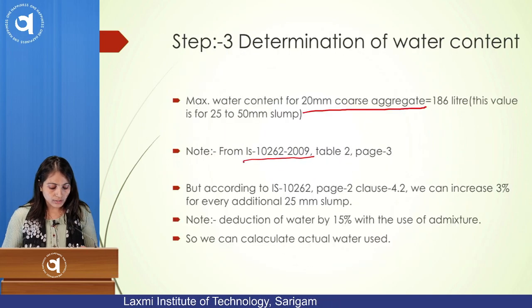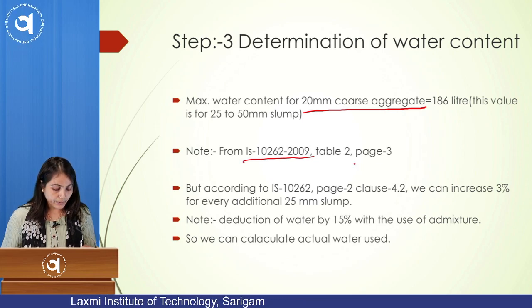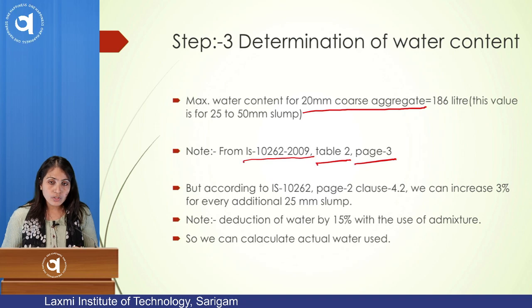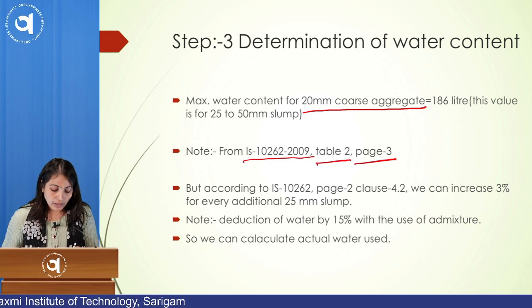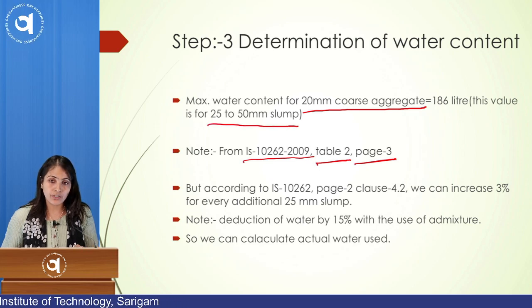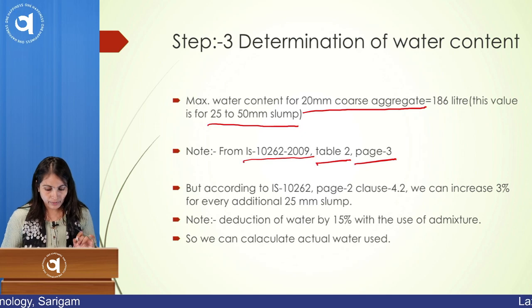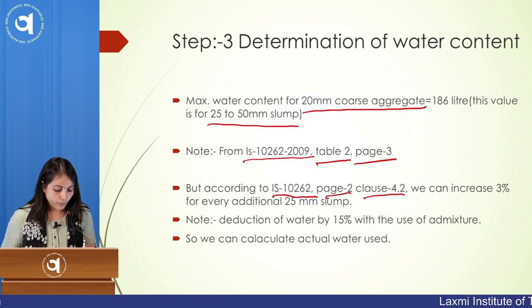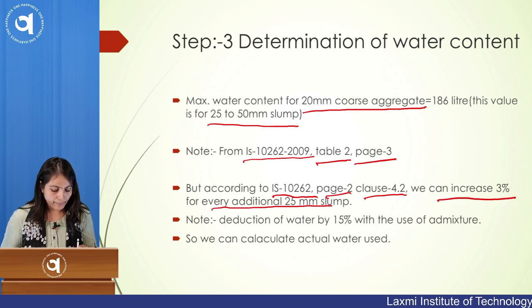According to IS 10262:2009, page 3, Table 2, the maximum water content for 20 mm coarse aggregate is 186 liters, and this value is for just 25 to 50 mm slump. We will calculate according to our given data, which is 150 to 175 mm slump. It is also given in IS 10262, page 2, clause 4.2, that we can increase 3% for every additional 25 mm slump.